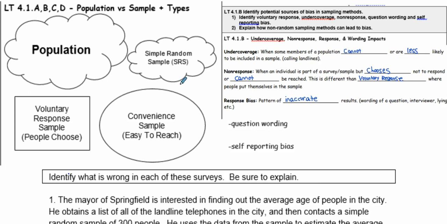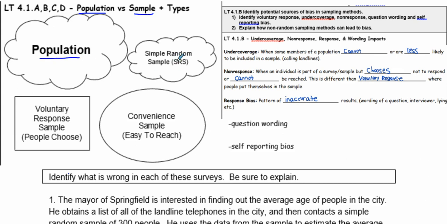All right, welcome back. We're going to be talking about sampling, and proper sampling. The key thing is we have two different things that we're talking about: a population and a sample. A population is basically everyone that you want to find out the answer from. Okay, so that is your population.